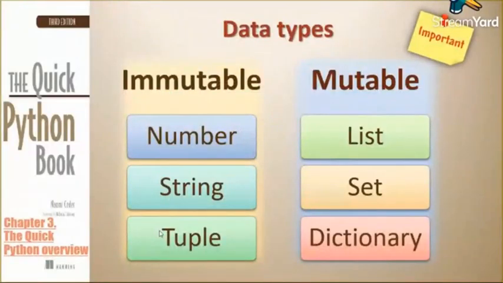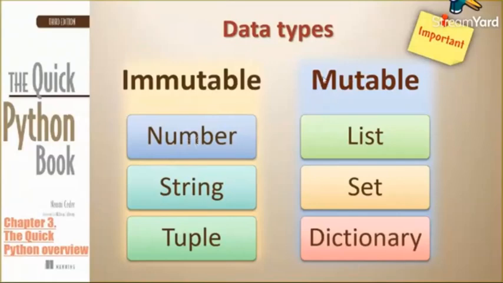Chapter 3 starts with the data types. Data types are generally categorized in two categories, mutable and immutable. Lists, sets, dictionaries are mutable. And numbers, strings, tuples are immutable. Immutable means that you cannot change them and modify them after they are created. But mutable data types are changeable.